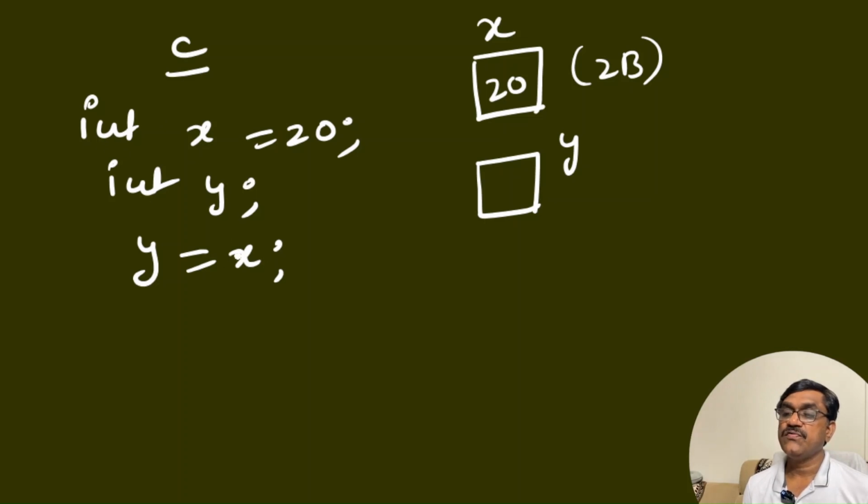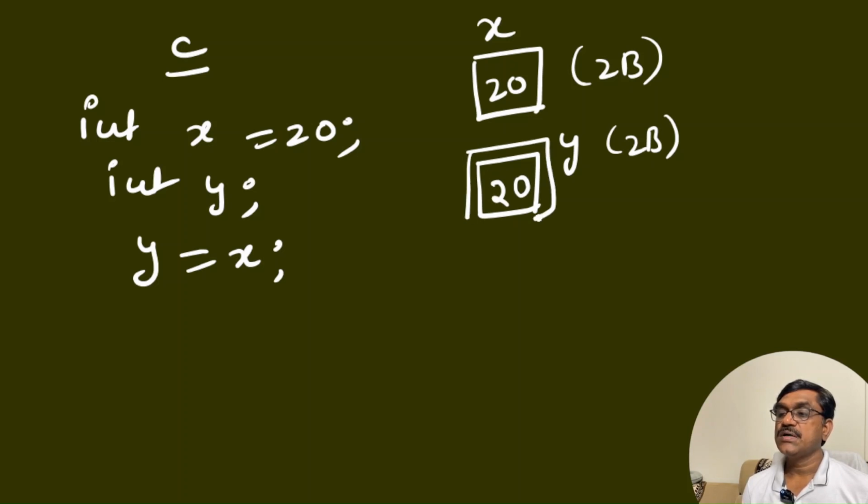To store the value of x in y, we need a separate memory location for y, and the amount of memory allocated for y is again 2 bytes. It depends upon the machine, but I'm taking 2 bytes. Now here when you say y equals x, it is going to store the value 20.